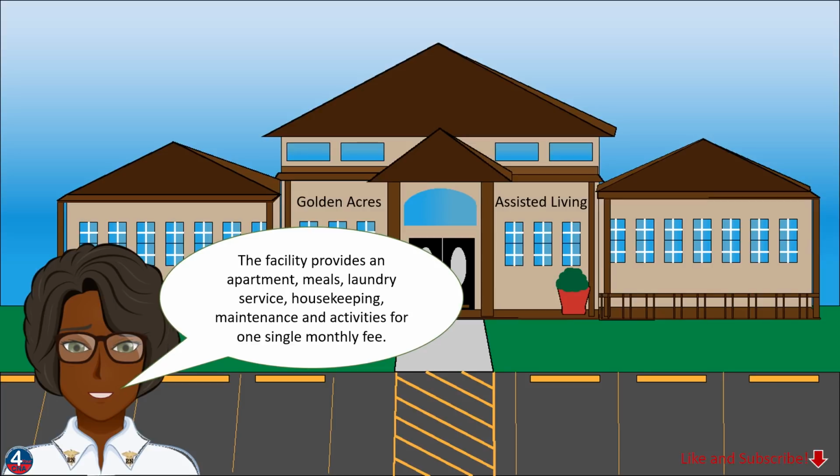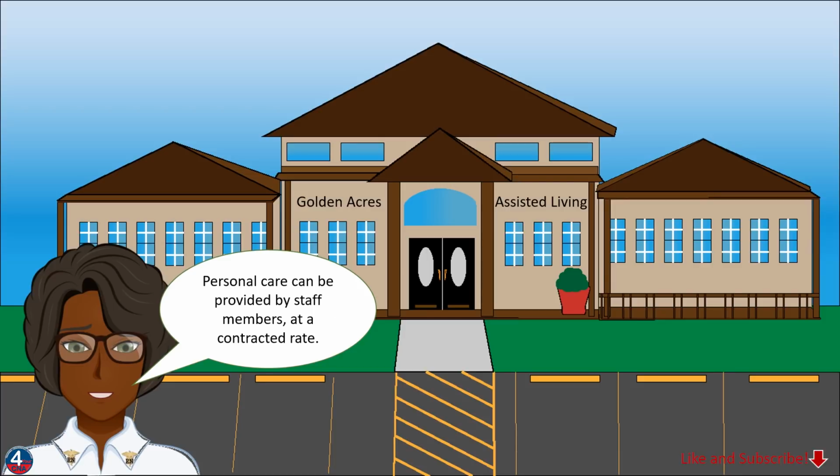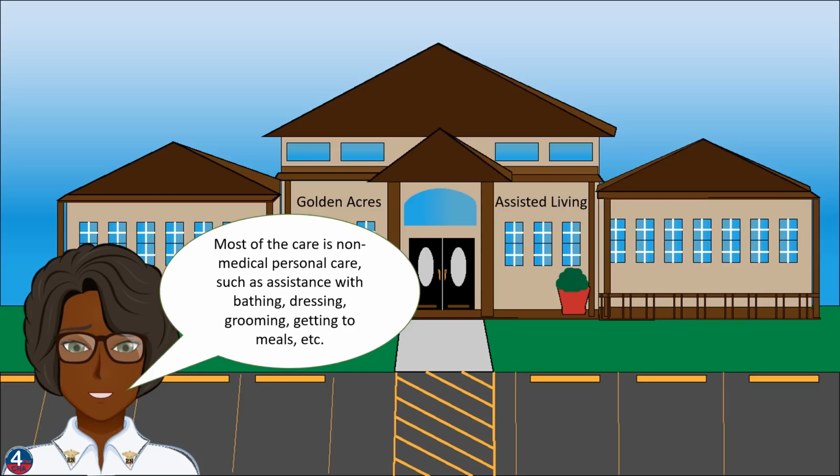The facility provides an apartment, meals, laundry service, housekeeping, maintenance, and activities for one single monthly fee. Some facilities also offer transportation services as well. Personal care can be provided by staff members at a contracted rate. Rates will be determined by the type and frequency of the care needed. Most of the care is non-medical personal care, such as assistance with bathing, dressing, grooming, getting to meals, etc.